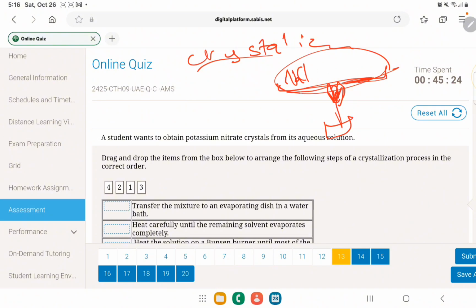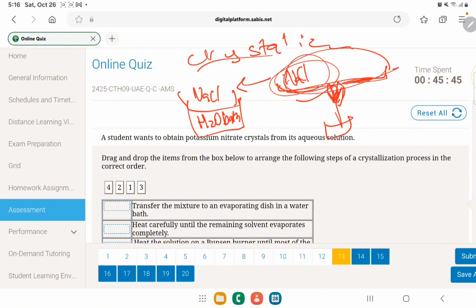evaporated, we're gonna remove this mixture, in the evaporating dish, and we're gonna put it in a water bath. So I could say it's my water bath, H2O bath. Then I have my NaCl over here, NaCl. Okay, then what am I gonna do after that?